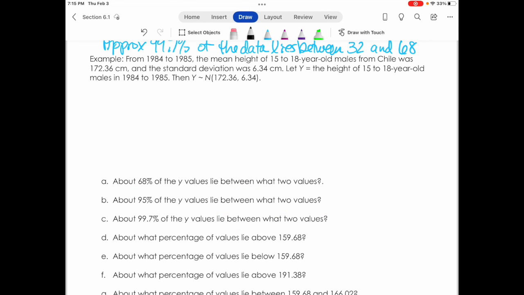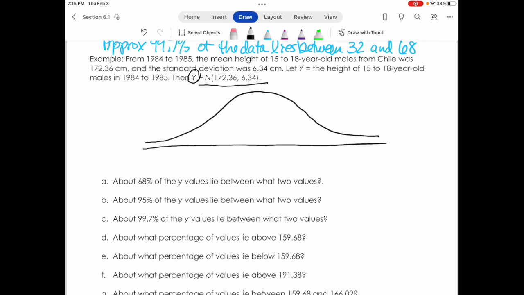In this last example, we are going to look at the heights of men again. We have a normal distribution. The mean is 172.36 centimeters, and the standard deviation is 6.34. Notice they're labeling this a different variable this time, which is totally fine. You just have to keep track of it. All right, so let's make our picture so that we can visually see what's going on here.